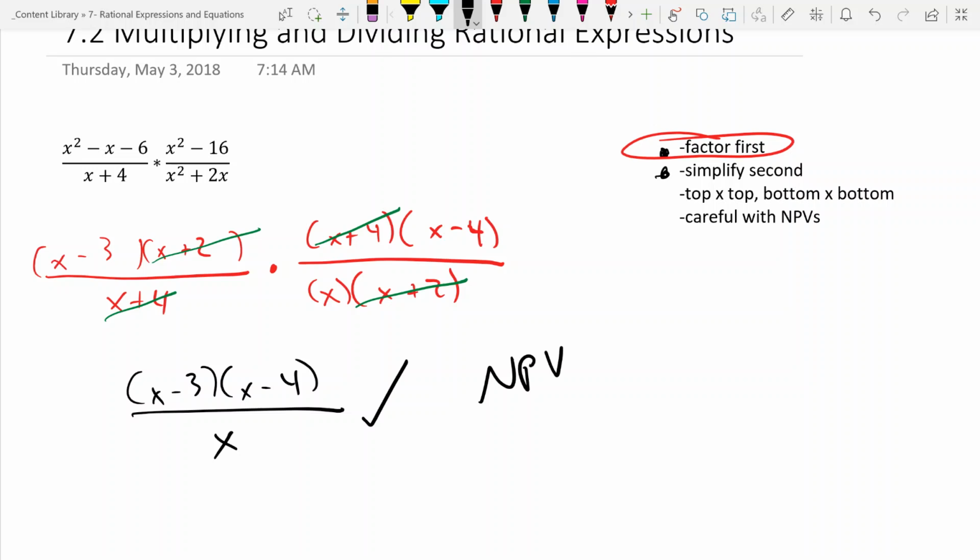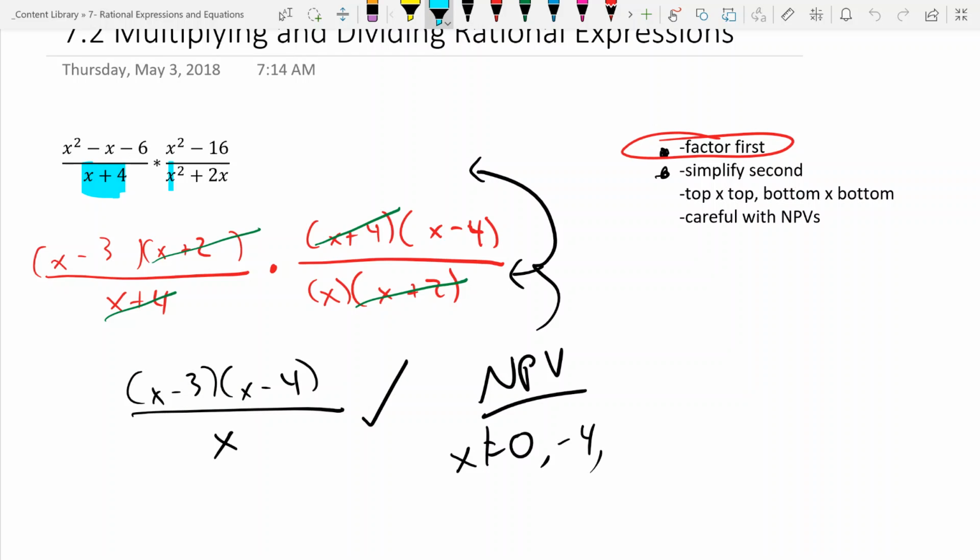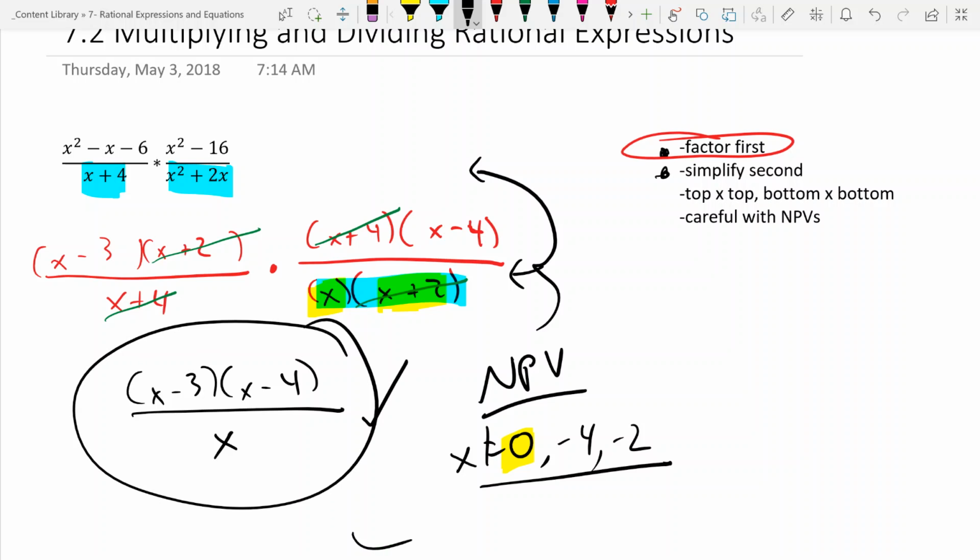Now I have to do my NPVs. So obviously x can't equal 0 because I got that from right here. Now I'm going to look back at the earlier steps to try and see if there's anything here that x can't be. So I see right here, x can't equal -4. And then you can't tell when it's not factored. So when I look at the factored value, we have 0 over here, which I already had. And then you have -2 over there, which I'm then going to add. So those are my NPVs. This is my final answer, and I'm done.